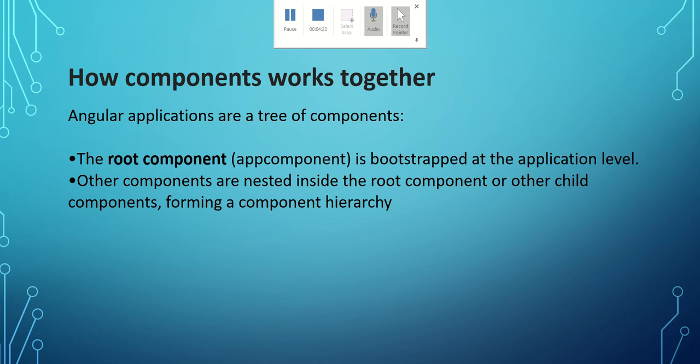And how components work together. Each Angular application has at least one component, called the app component. The root component is bootstrapped at the application level, and other components are nested inside the root component or other child components, forming a component hierarchy. So if we have one component and we are injecting another component into this app component, it becomes like a tree. So yeah, that's it.